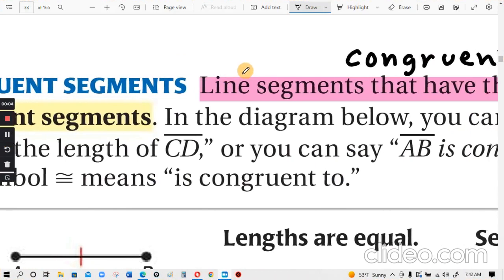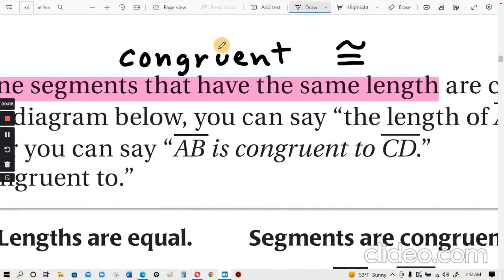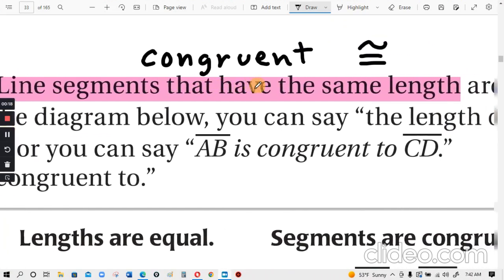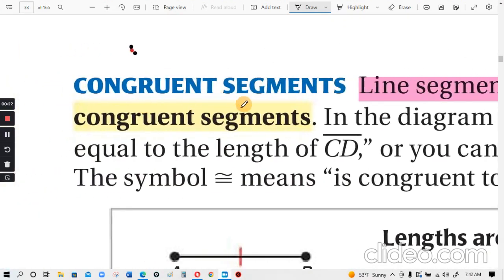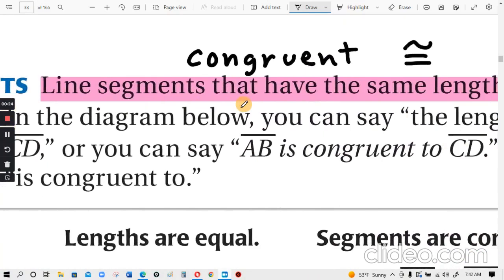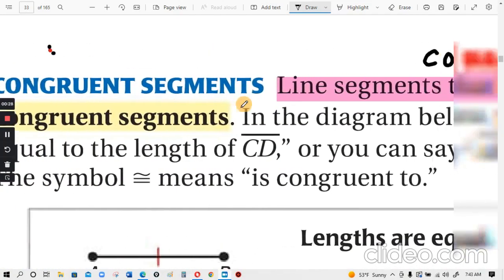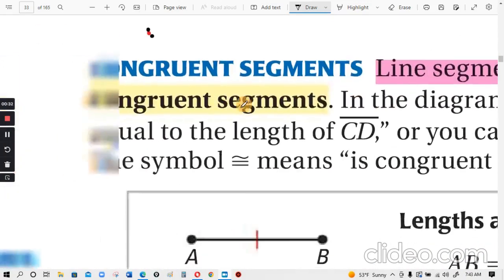Okay, so line segments that have the same length, those are called congruent. Okay, and the symbol for congruent is an equal sign with the squiggly line on top. So it says line segments that have the same length are called congruent segments. In the diagram below, you can say the length of AB is equal to the length of CD, or you can say AB is congruent to CD.